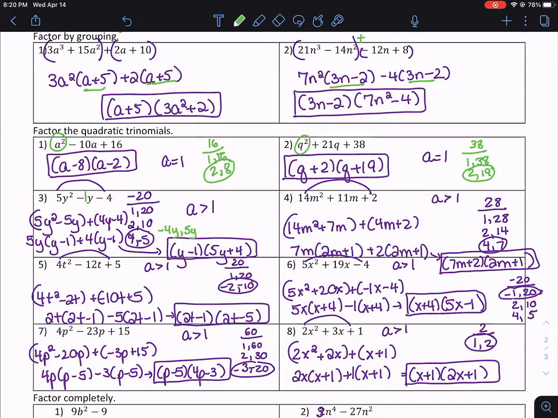For number 4, you have a times c is 28. We're looking for factors of 28 that add to 11. That's positive 4 and positive 7. So the middle term will expand using 4m and 7m. I like the 7 to go with the 14m squared. Those go nicely. And the 4m to go with the 2. And we would be left with 7m plus 2 and 2m plus 1.